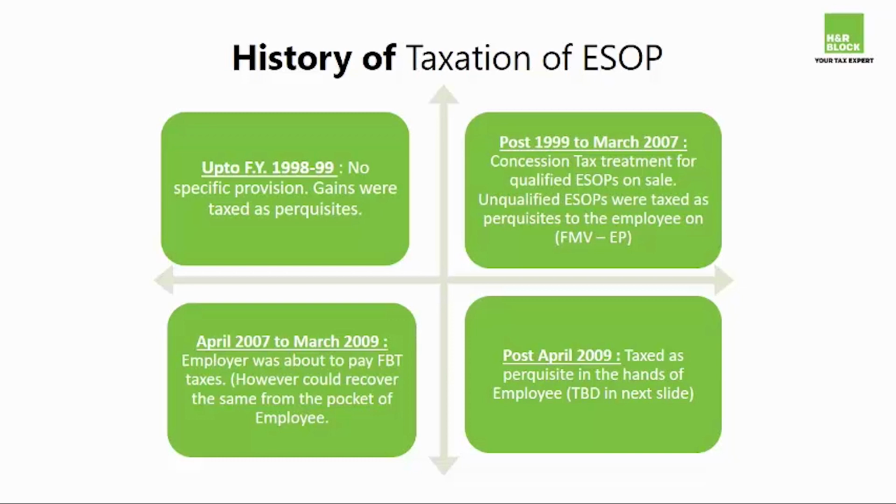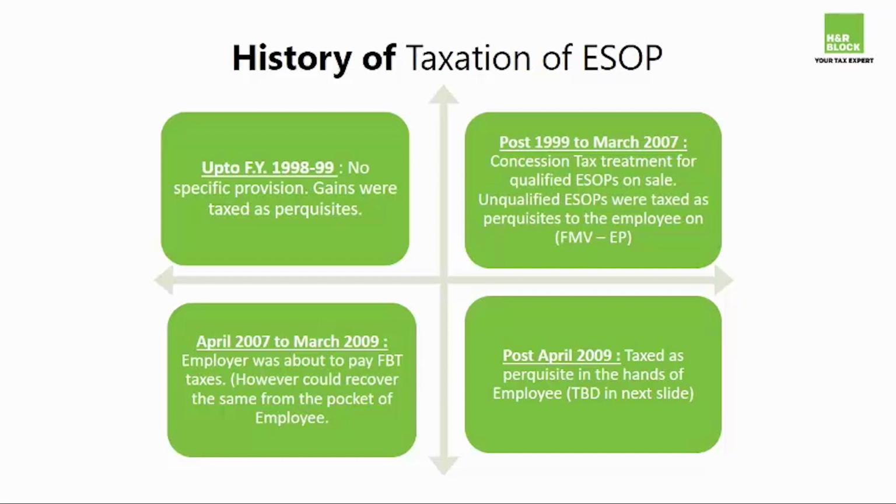Post 1999 till March 2007, concessional tax treatment was given to qualified ESOPs. There were certain conditions subject to which the ESOP scheme was considered a qualified stock option scheme, and the gains were subject to taxation as capital gain, at a lower rate. If the share is listed, then probably you don't pay any taxes if it is a long term gain. If the shares are not listed, then it is subject to indexation benefit as well as long-term capital gain tax of 20%. Otherwise, it is taxable as per your slab rate. Now this has become history.